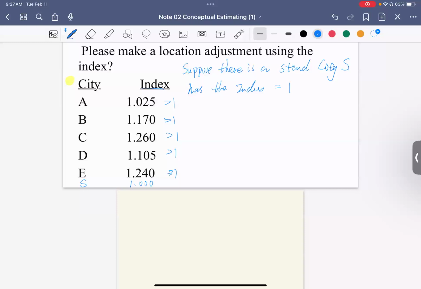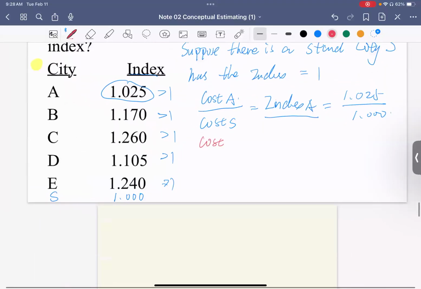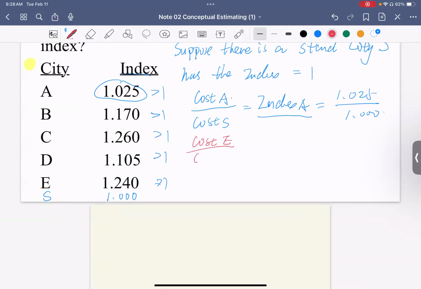So let's take a look at it. The cost in city A divided by the cost in city S will be equal to index A, because it will be 1.025 divided by 1.000. So this number is here. Is that correct? We can do another example: the cost for city E divided by the cost of city S is equal to 1.240 divided by 1.000. That will be the index E. So that is how those indexes come from.